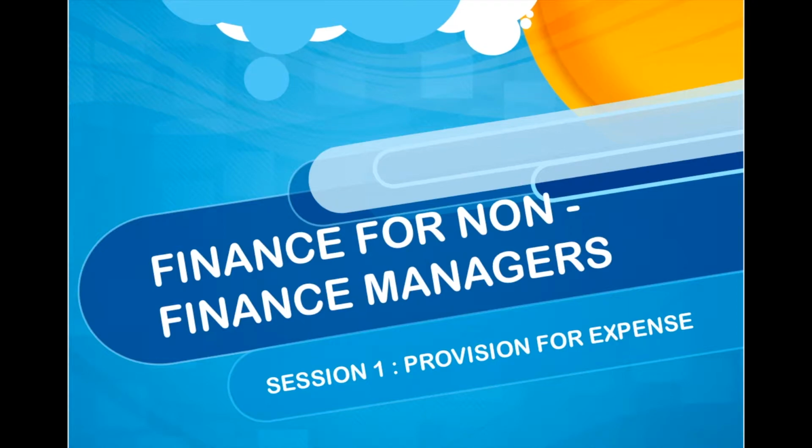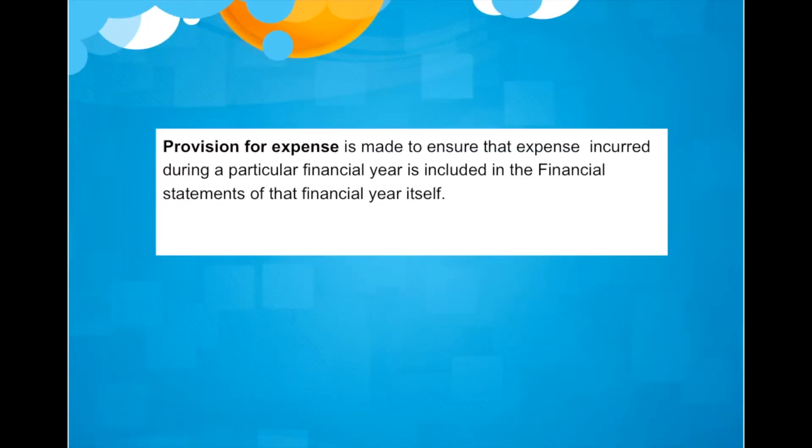First we will discuss why provision for expense is made. Provision for expense is made to ensure that expense during a particular financial year is included in the financial statements of that financial year itself. As you all know, in India, financial year followed is from April to March. So any expenditure incurred during April to March should be accounted in the financial statement of that financial year itself. That is, any expense from April 2019 to March 2020 shall be included in the financial statement of the year 2019-20.